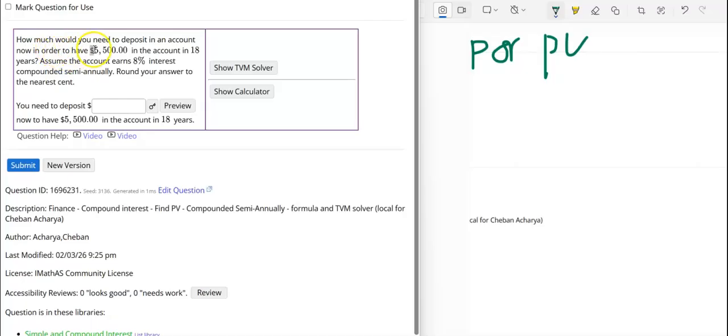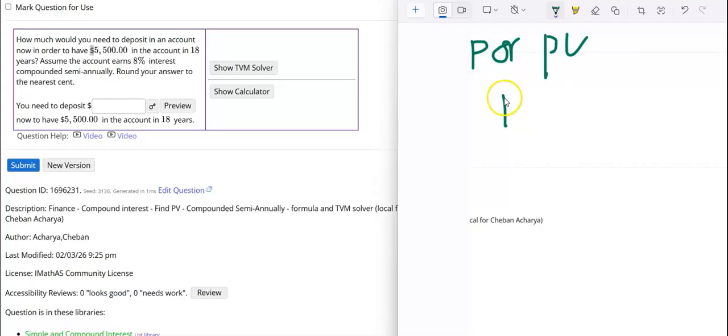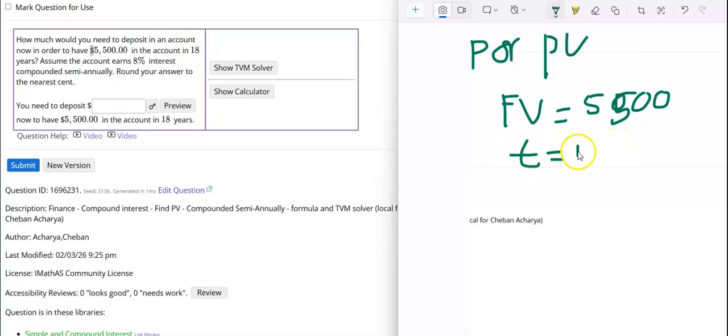So the question asks how much you need to deposit in order to have $5,500. So $5,500 is the future value, because that's what you need to have. The future, when? In 18 years. So the time here, lowercase t, is 18 years. That's the time in years. That's what we need.